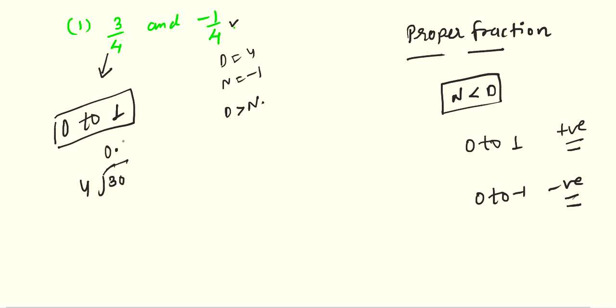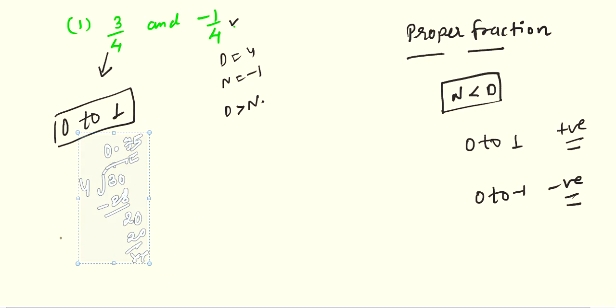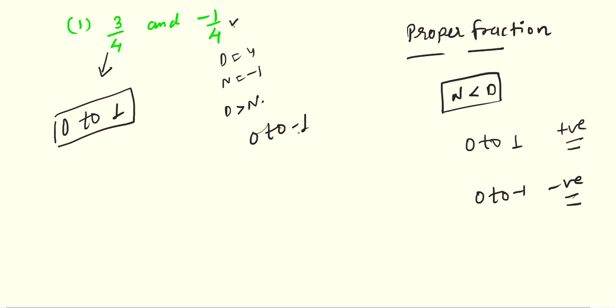So this is 30 now. 4 sevens are 28. Remaining 2. This 2 will become 0. Again it will give 0 and it will become 20. 4 fives are 20. As you can see, 0.75 lies between 0 and 1. So whenever you have a proper fraction, it will lie between 0 to 1 if it is a positive proper fraction. If it is a negative proper fraction, then it will lie between 0 to minus 1.